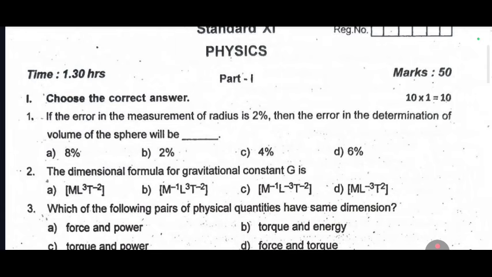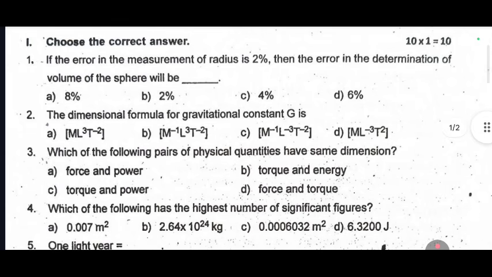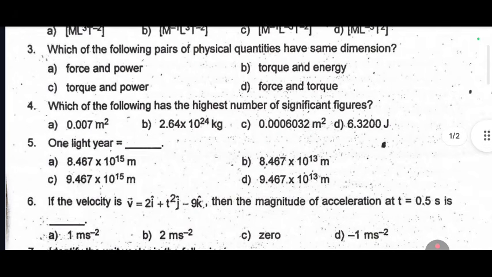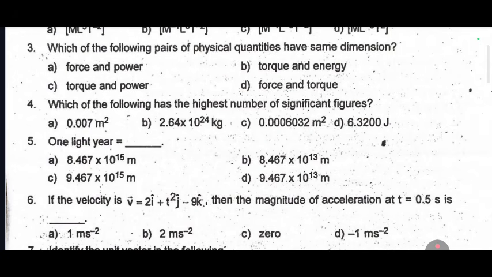First one, if the error in the measurement of radius is 12%, then the error in the denominator of volume of the sphere will be dash. Second one, the dimensional formula for gravitational constant G is dash. Third one, which of the following pairs of physical quantities have same dimension? Fourth one, which of the following has the highest number of significant figures?